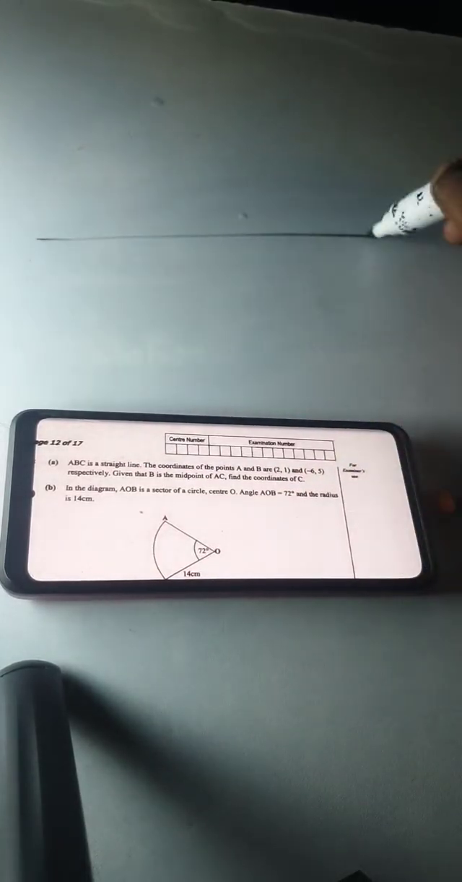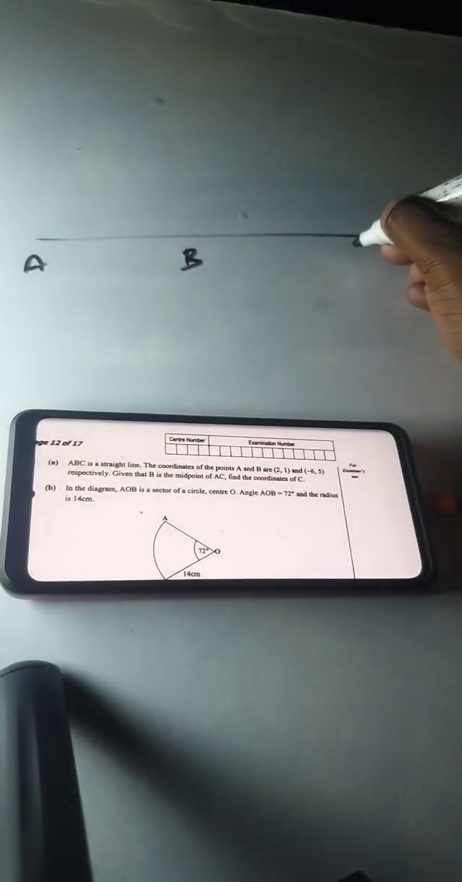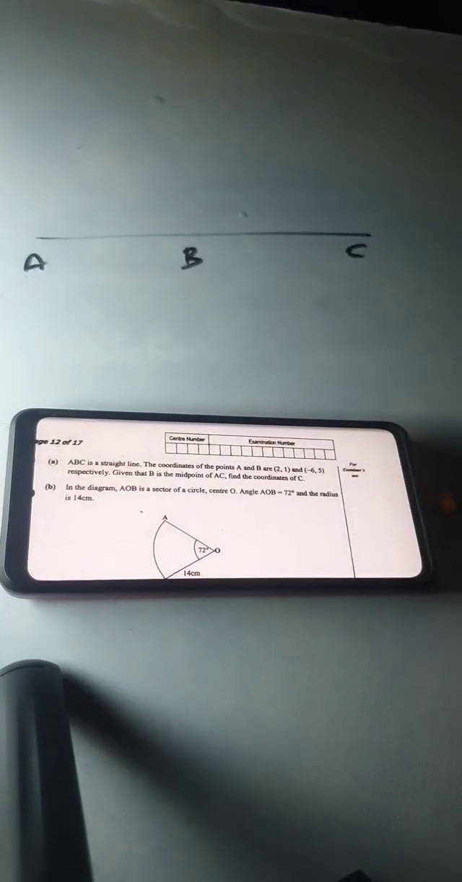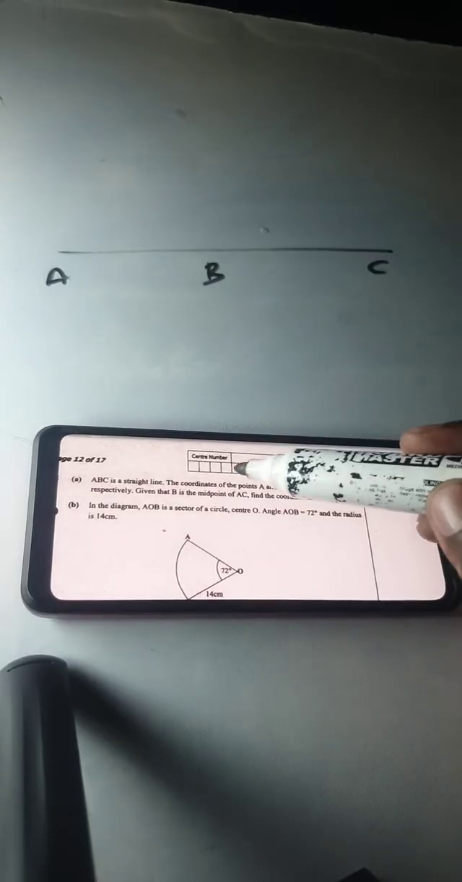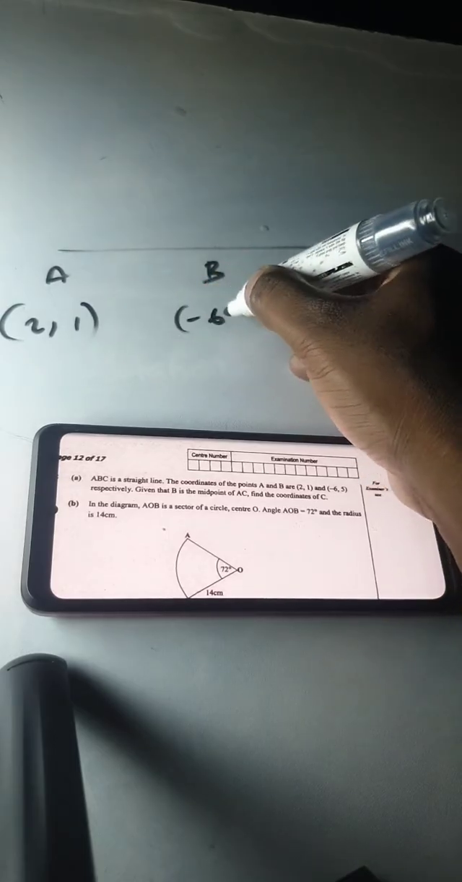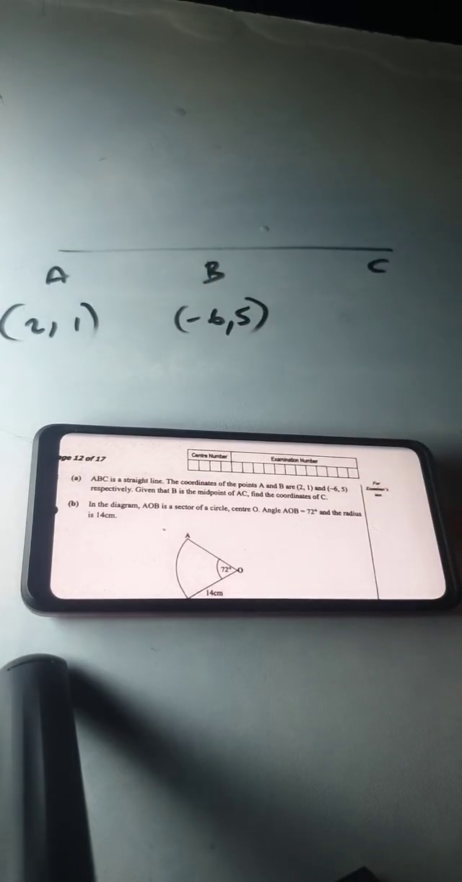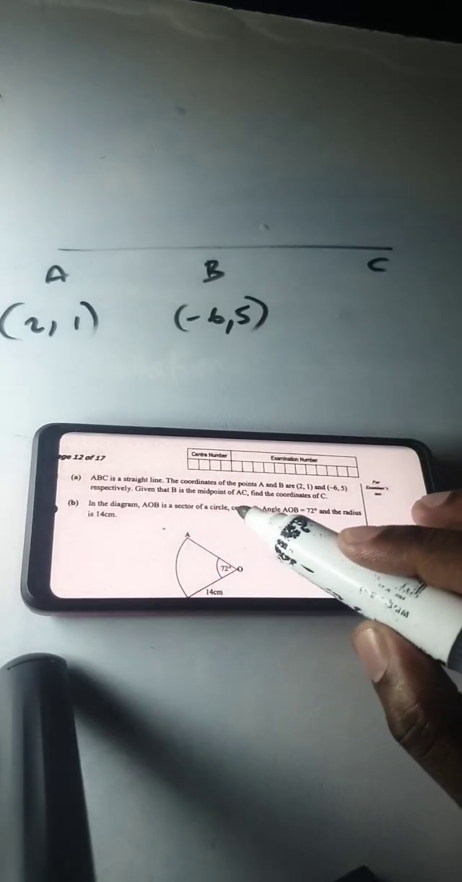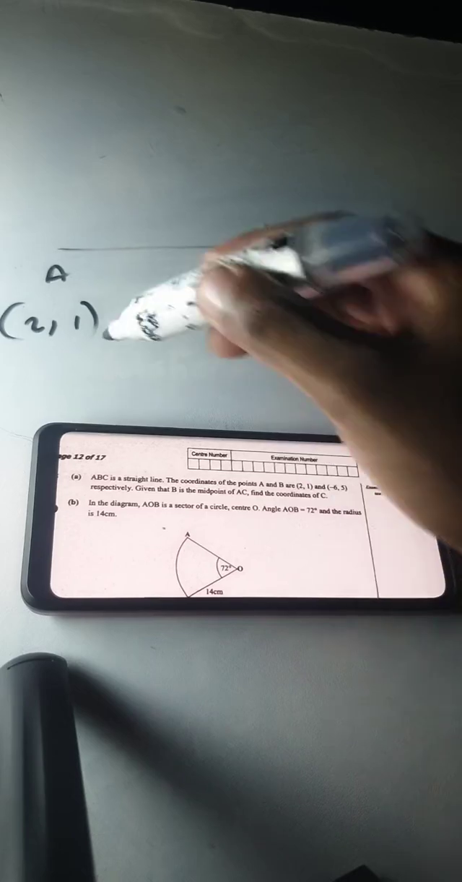ABC is a straight line. So we have something like this: A, B, C. Since they said it's a straight line, the coordinates of point A is 2, 1. Then B, we have negative 6, 5. Given that B is the midpoint of AC, find the coordinate of C.